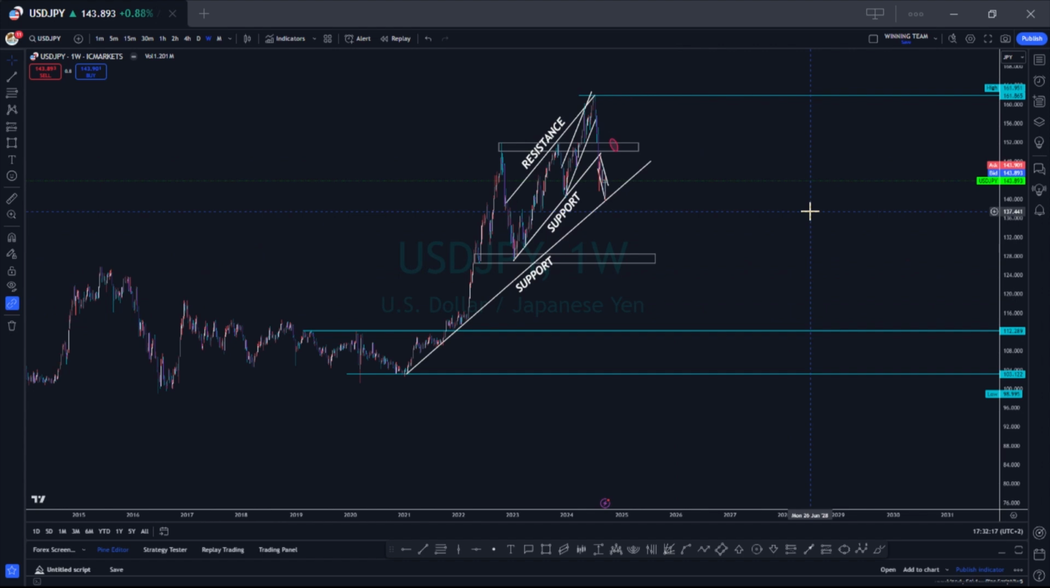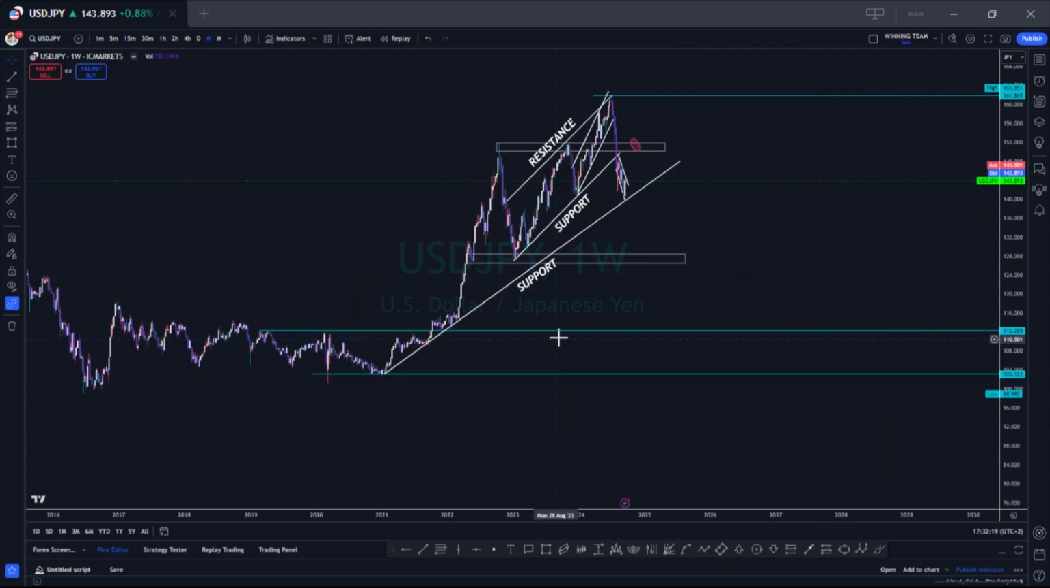So like I said, guys, since we haven't tested this low ever since we broke this high here, we have never come back and tested this area here. So I believe that Usdjpy might push all the way down and break this structure as well, just to come and test this area here before we start trading up again. That's what I believe for now, guys.